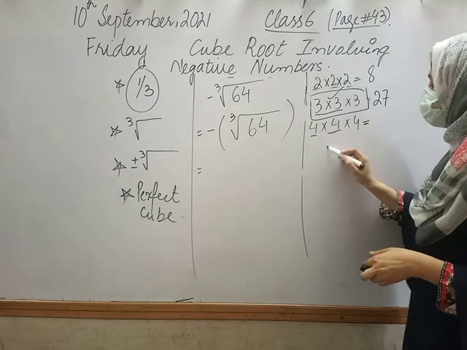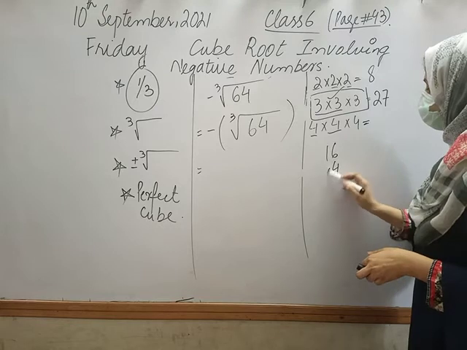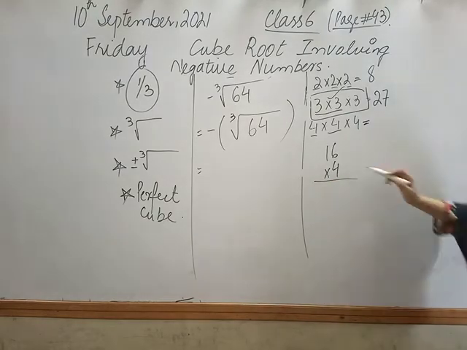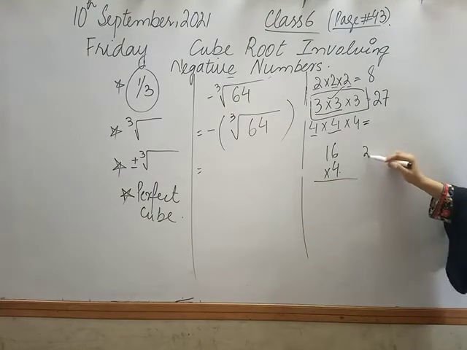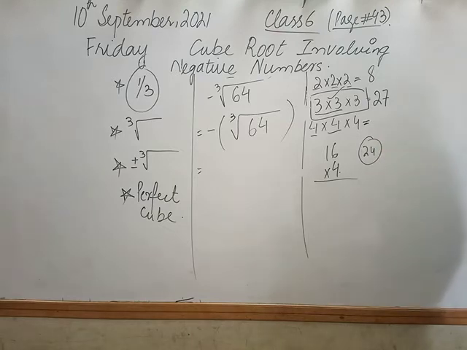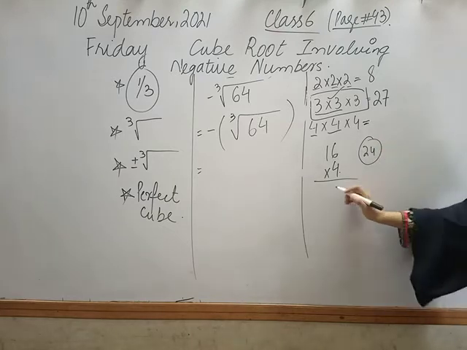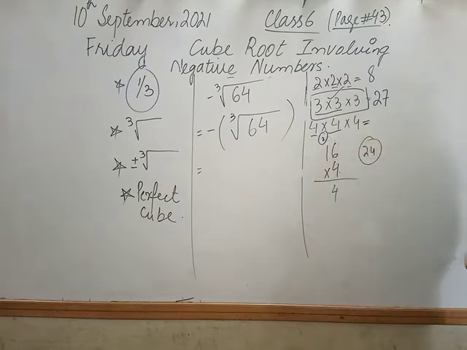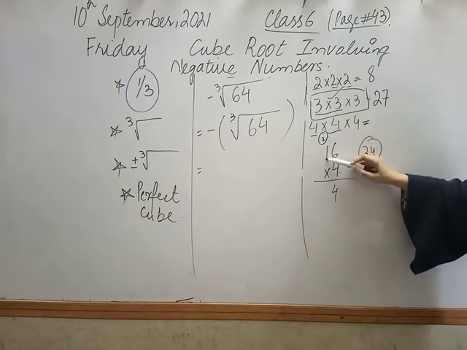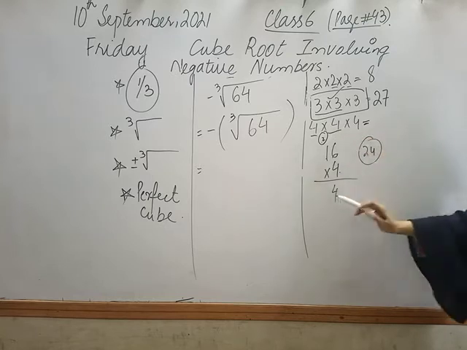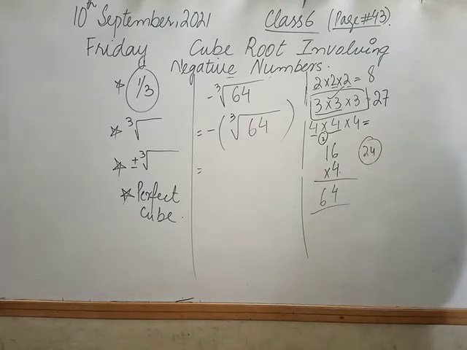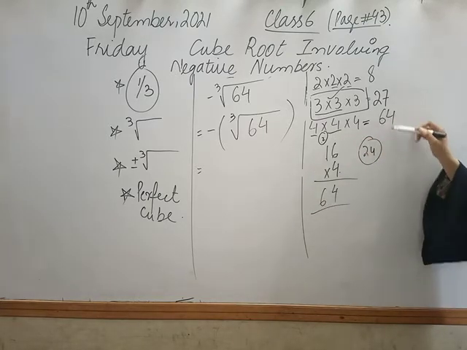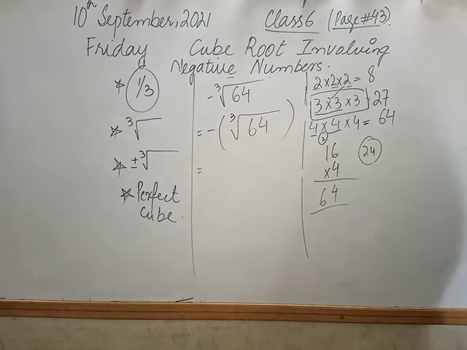4 into 4 is 16 and we will multiply by 4. 4 6 times 24. I will write 4 here and 2 as a carry. Now 4 1 times 4 5 6 64. I will write 64. So it means 4 is repeating 3 times.